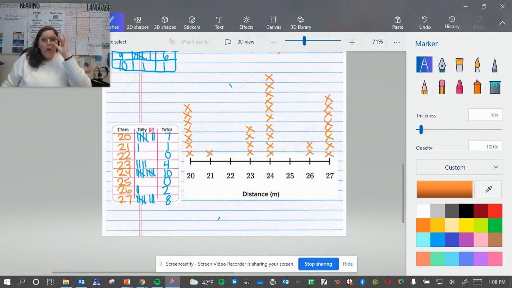Okay. Cool. You just made line plots. You have 1 more to do on your homework on Seesaw. We're going to talk more about these tomorrow. We're actually going to use these line plots to answer some questions, okay?